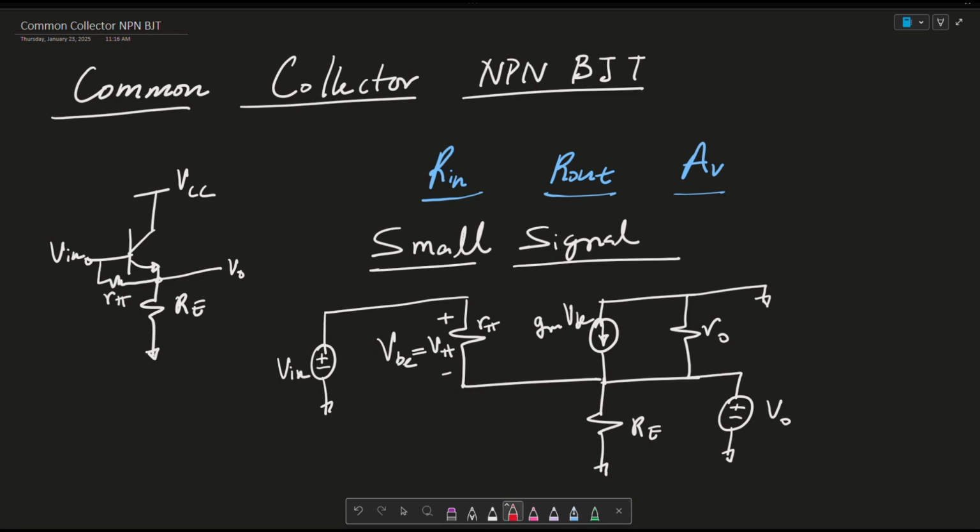We want to also note that the common collector is also called the emitter follower. And it's also common collector because in AC the collector is common to ground. So essentially, this is the collector. This here is the base, and this here is the emitter. Okay, so let's start with Rin and see if we can solve for it.